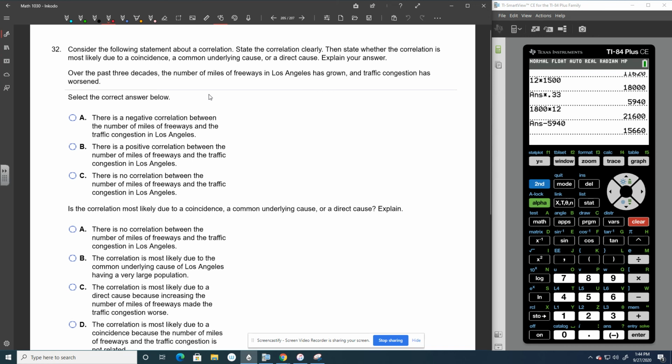Over the past 3 decades, the number of miles of freeways in LA has grown, and traffic congestion has gotten worse. So miles of freeway have gone up and traffic has gone up. If I'm comparing miles to traffic, they are both going up together. So that's a positive correlation. Part A just wants to know: there is a positive correlation. They are both going up.